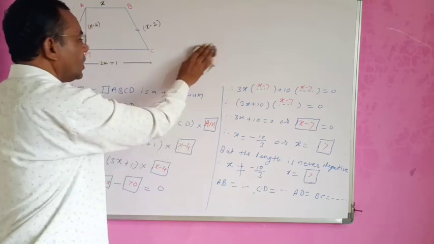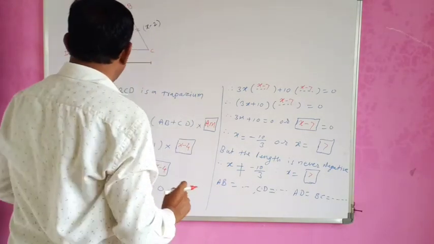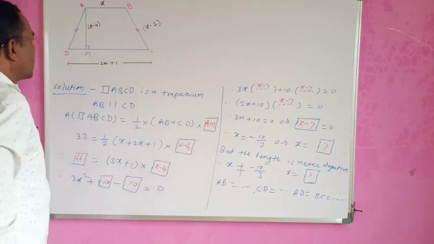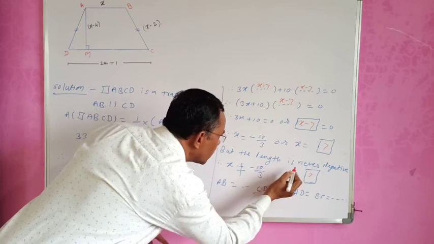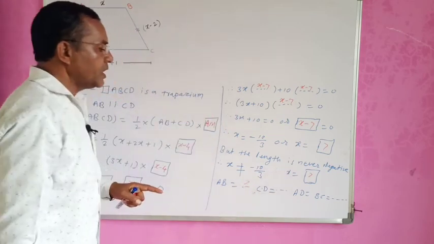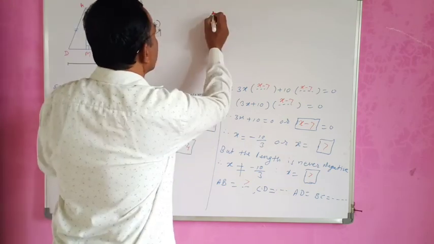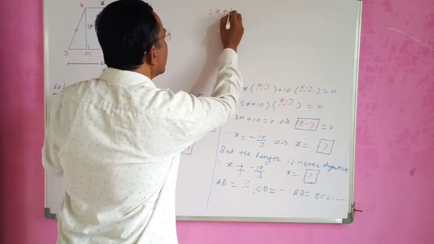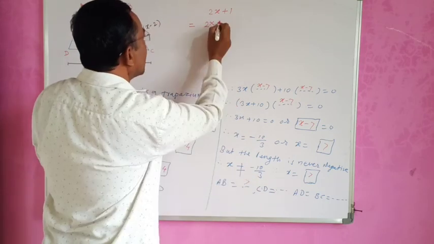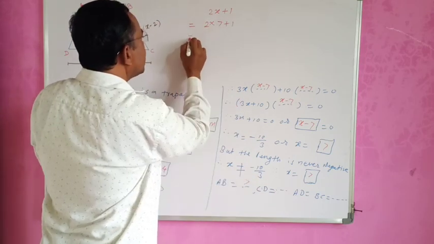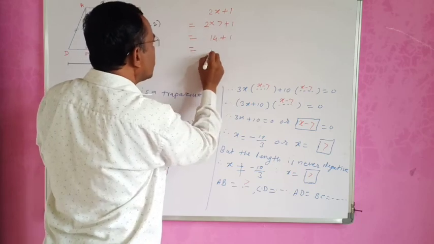We have to fill the boxes by solving the example. Okay, what is the AB here? See, AB is equal to x, here x is equal to 7. What is CD? CD is equal to 2x plus 1. 2x plus 1 is equal to 2 into the value of x, 7, plus 1, is equal to 14 plus 1 is equal to 15.